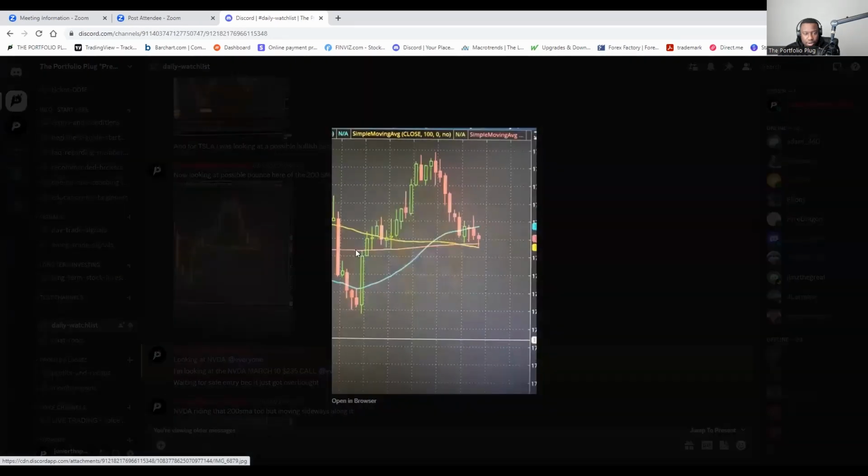All right, so I had caught this play right here. I was using the 5 minute, and then I was using the 1 hour. And I saw it on this time frame. This was the 200-day moving average. This was the 200 moving average right here.